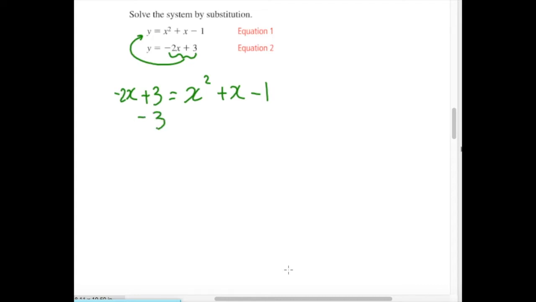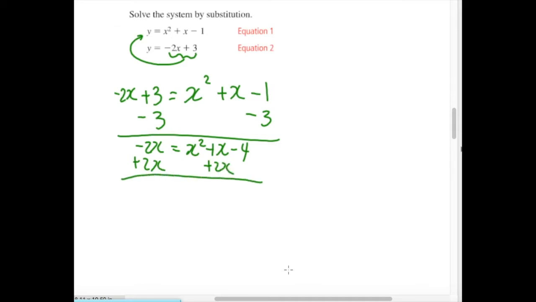So we have negative 2x plus 3 equals x squared plus x minus 1. You take away 3, and you get negative 2x is equal to x squared plus x minus 4. You add the 2x, and you add 2x because you want the quadratic equation to equal 0. So we have 0 equals x squared plus 3x minus 4. And now we're going to factor. And we learned that recently.